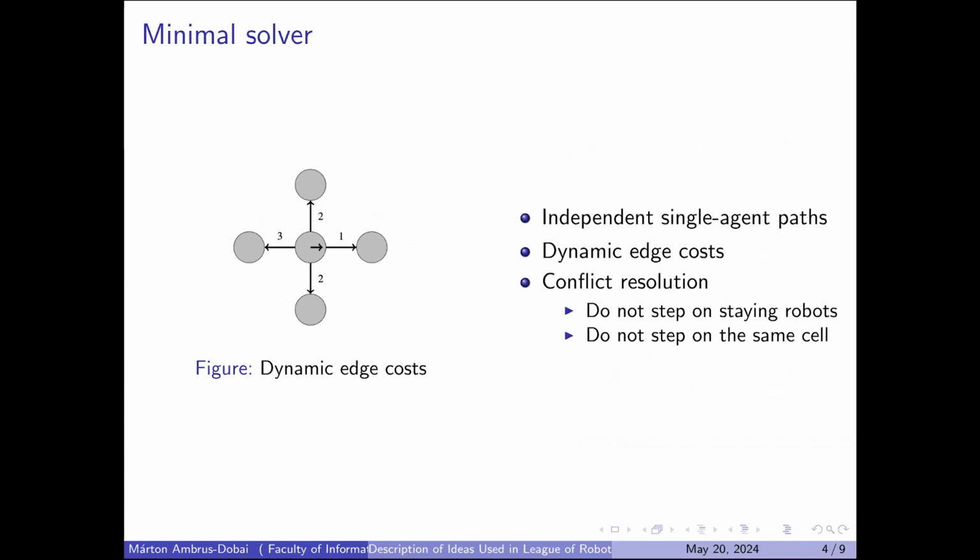So to overcome these problems, I created a minimal solver which worked by creating independent single agent paths for every agent. And to speed up the search, I changed the representation to a graph where every cell is a node, but the costs of the edges between the nodes are dynamically set to represent the number of actions the location change requires.